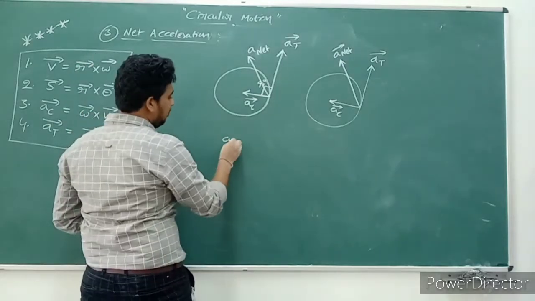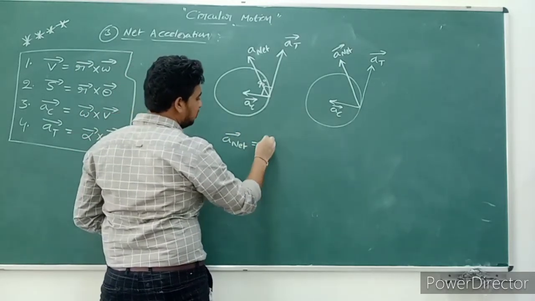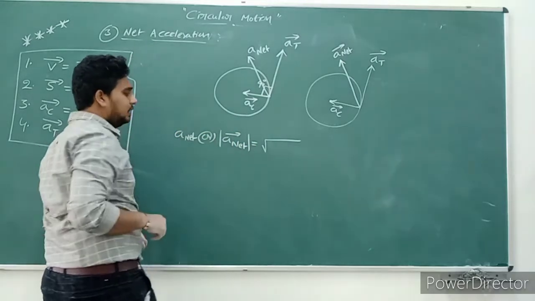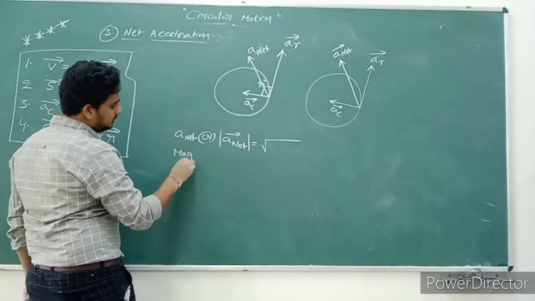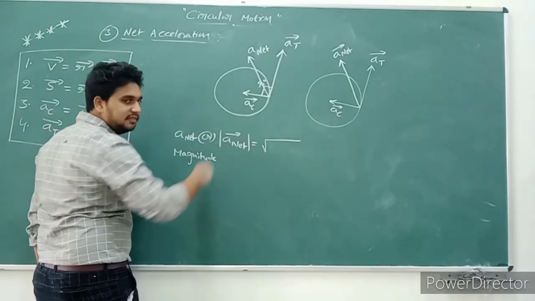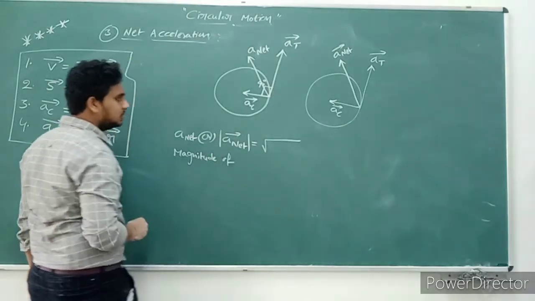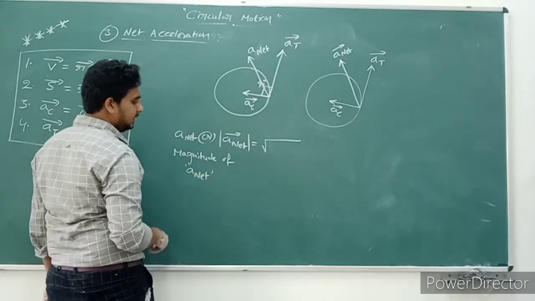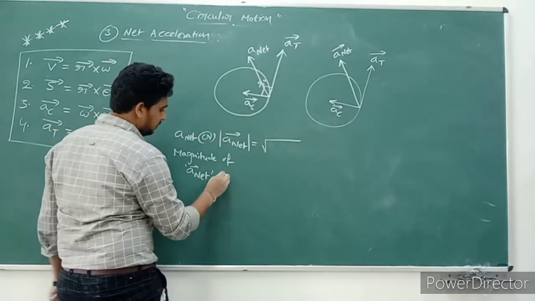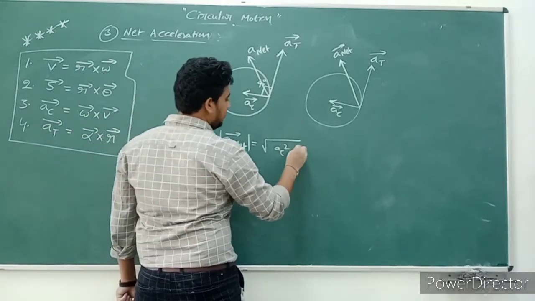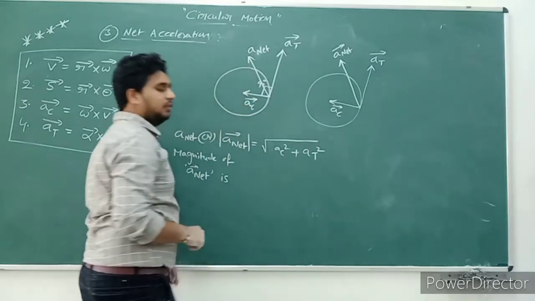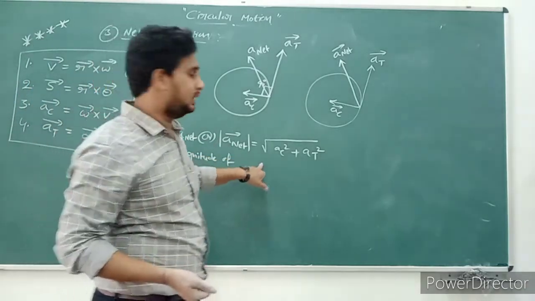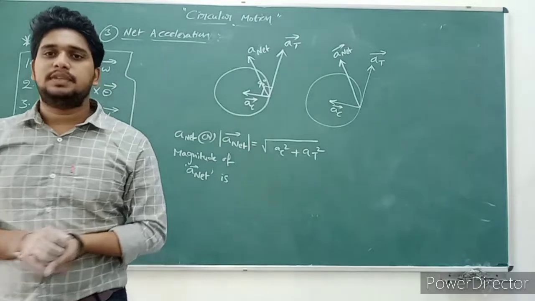So from this, the magnitude of net acceleration, A net, is the square root of AC square plus AT square. We consider the modulus, that is the magnitude. This is very important for finding net acceleration or total acceleration.